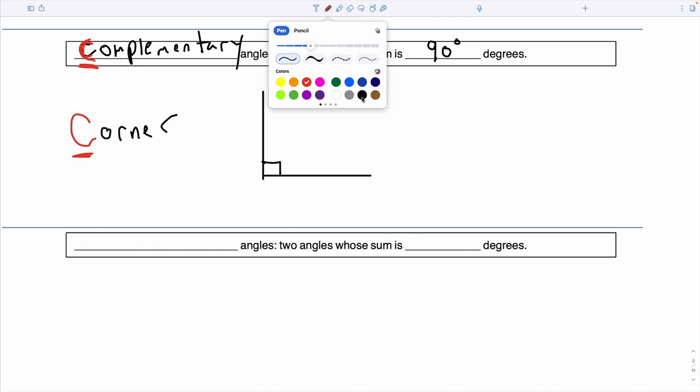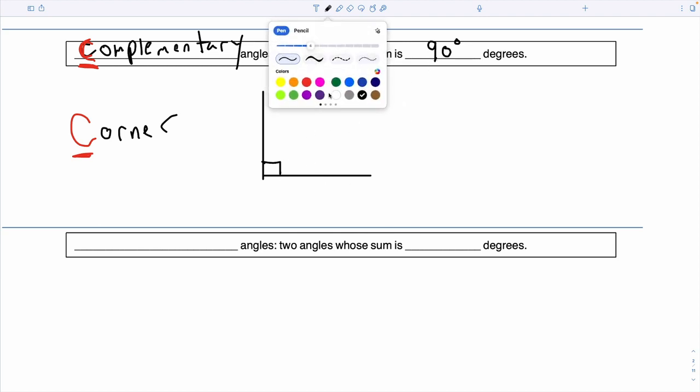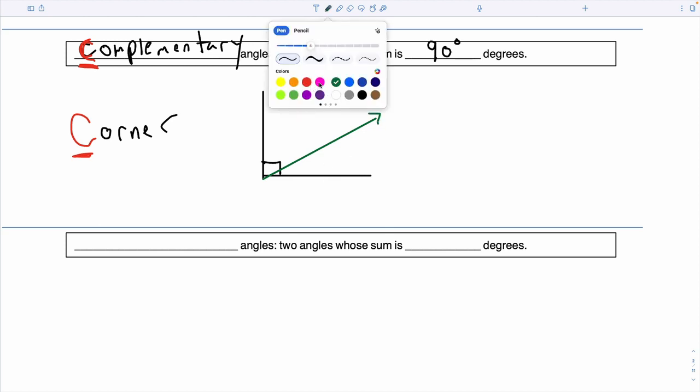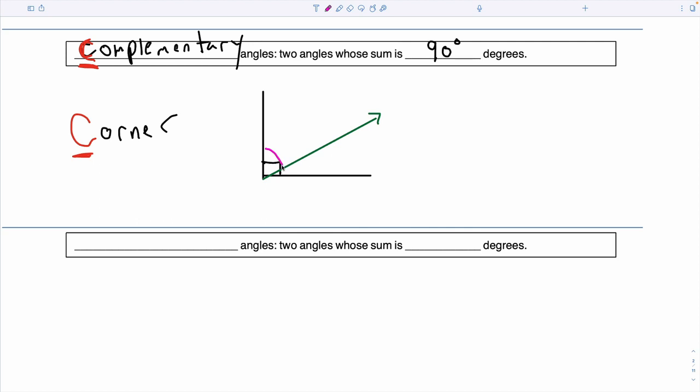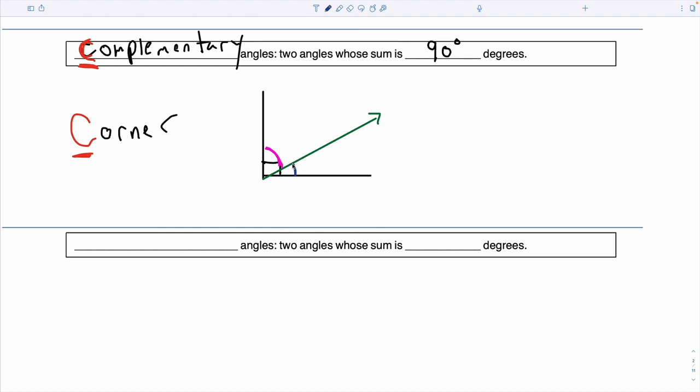If it's complementary, it has to add up to 90 degrees. So if you have this angle and you're going to have another line called a ray that splits this thing in some sort of way. These two angles, you're going to make one that is an arc up here, and you'll make one that's an arc down here. Those two angles should add up to 90. Complementary corner, they add to 90.